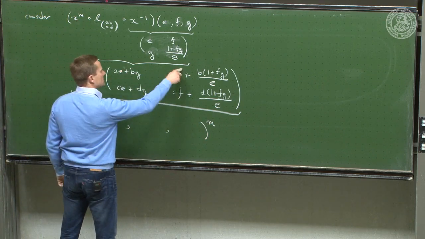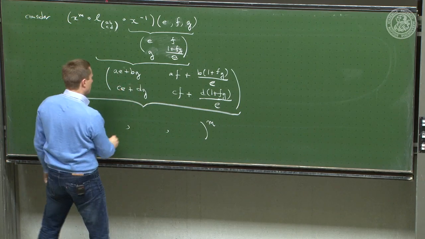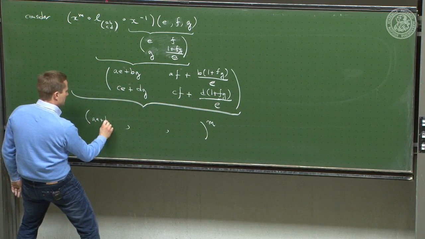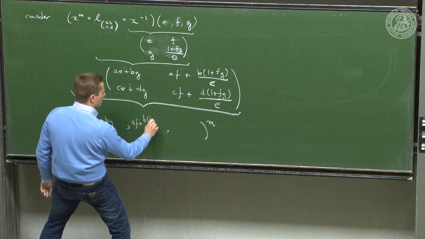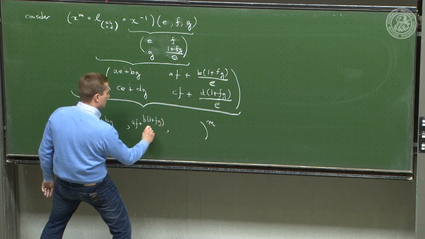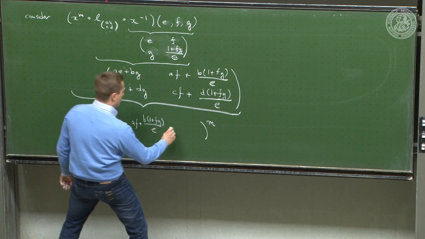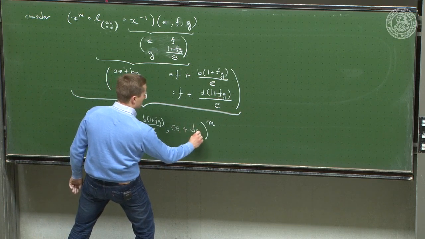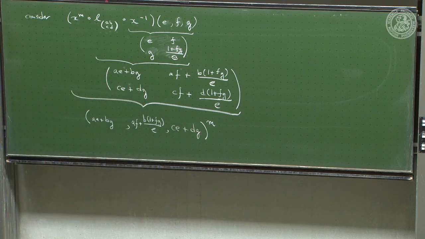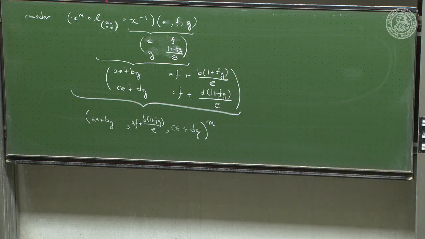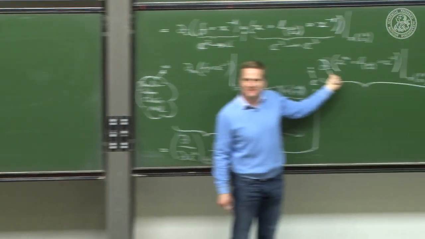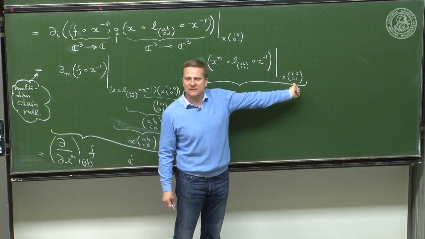Well, the x takes this one, and this one as a coordinate. AE plus BG, AF plus B1 plus FG by E, and CE plus DG. Good. What do we do with this? Well, this guy is to be differentiated with respect to the ith entry it has, and then evaluated here. So let's do that.